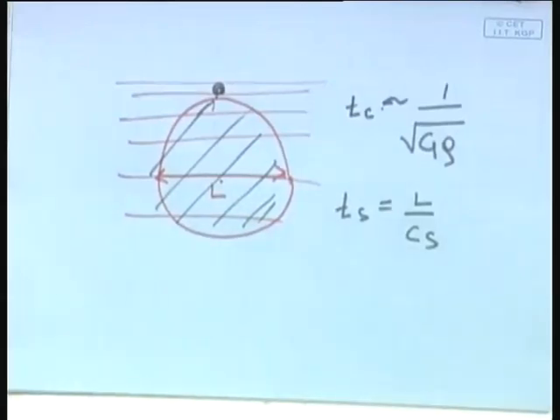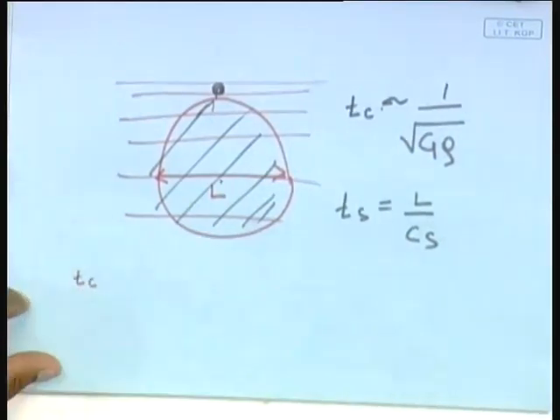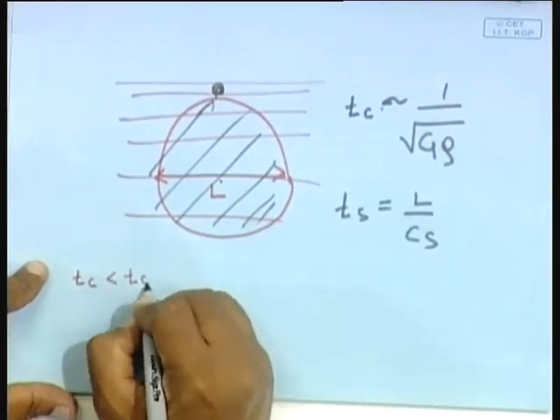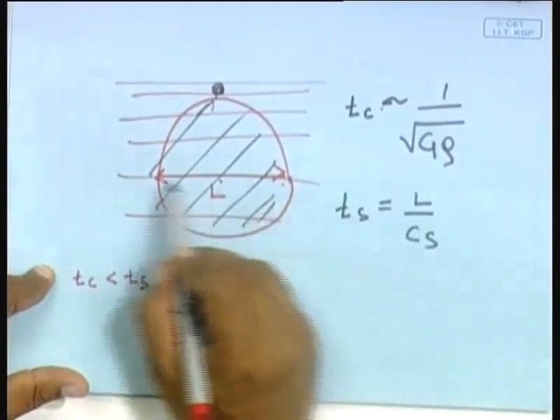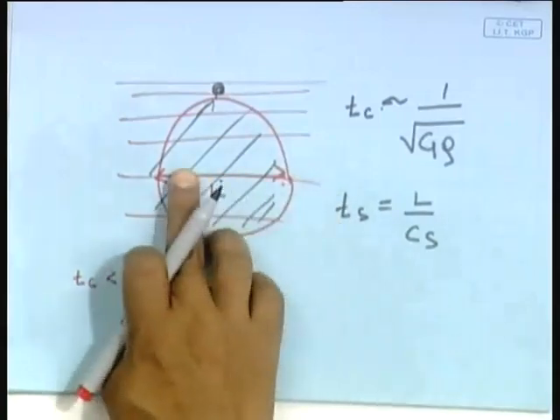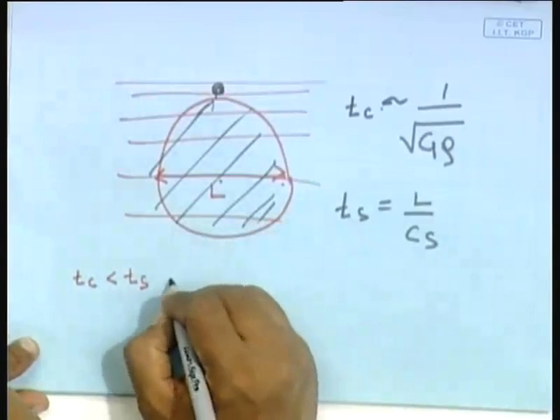Now, if the time scale for collapse is smaller than the time scale for the sound information to cross this, so the collapse will occur before the sound information can cross it, then this overdense region is going to collapse.